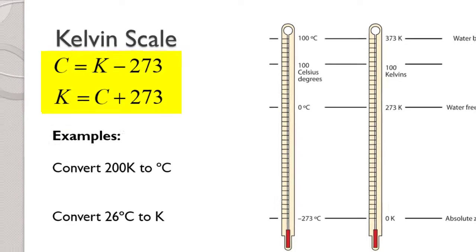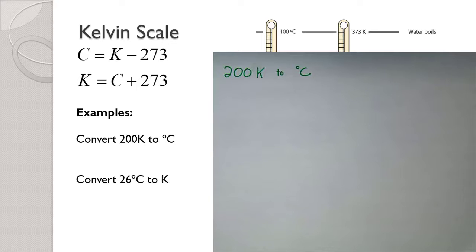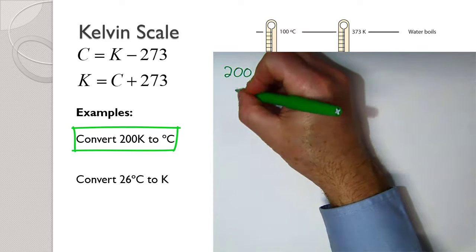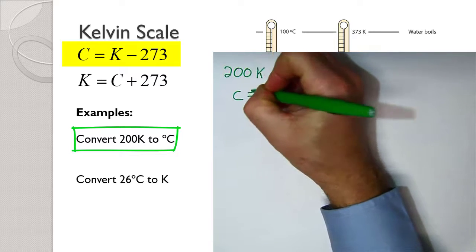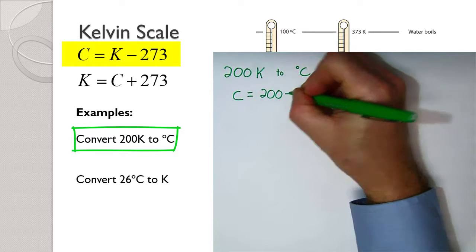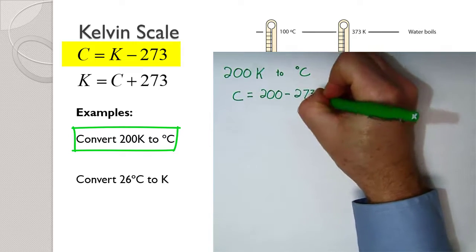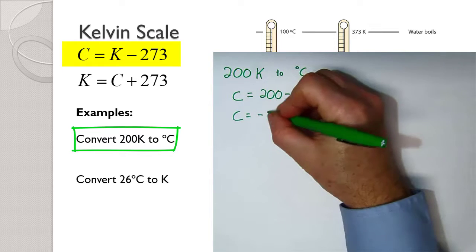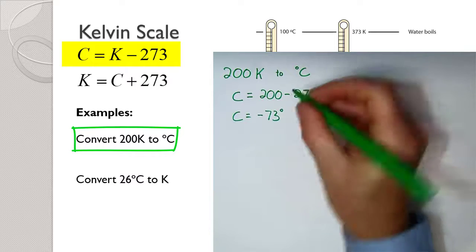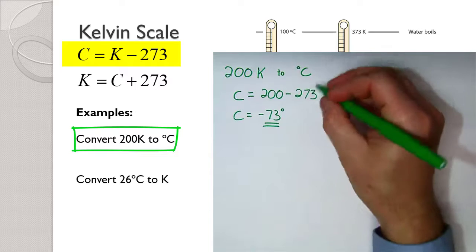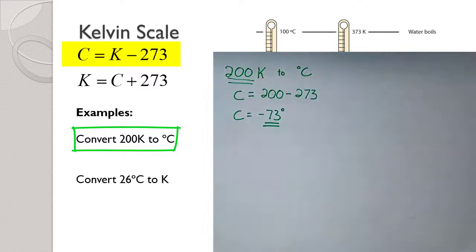So let's take a look at an example. Let's convert 200 Kelvin to degrees Celsius. Well, we're looking for degrees Celsius, so we're going to use this formula. Celsius is found by taking our Kelvin temperature, which would be 200, and we subtract off 273 degrees. And so the Celsius temperature then would be negative 73 degrees. So 73 degrees below 0 Celsius is equal to 200 Kelvin.